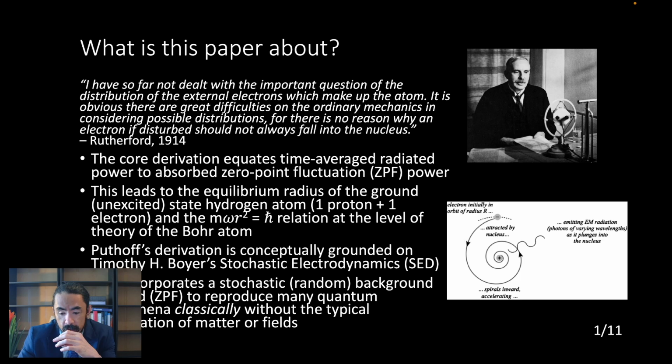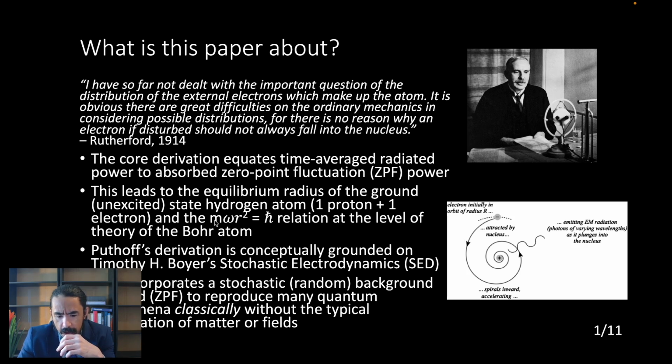So Hal Puthoff's calculation that he shows in the paper leads to the equilibrium radius of the ground state of the hydrogen atom, that is to say the electron in the one proton, one electron hydrogen atom. The electron is not in an excited state, so the principal quantum number n equals 1. He basically is able to more or less recreate the Bohr radius of the hydrogen atom, but really the core calculation comes down to m times omega times lowercase r squared being equal to h bar, the Planck constant divided by 2 pi.